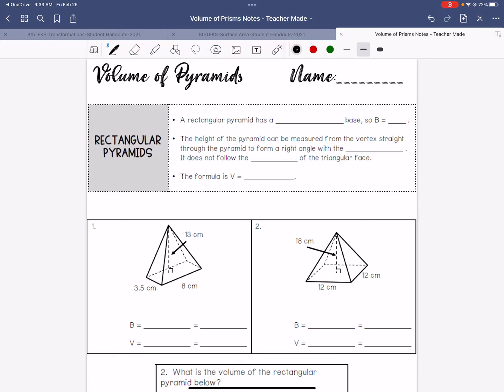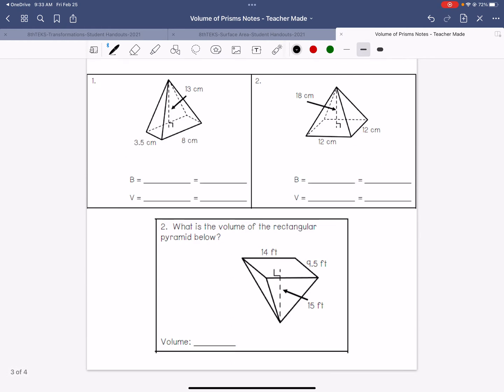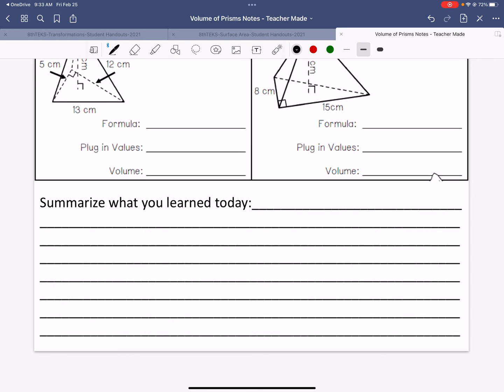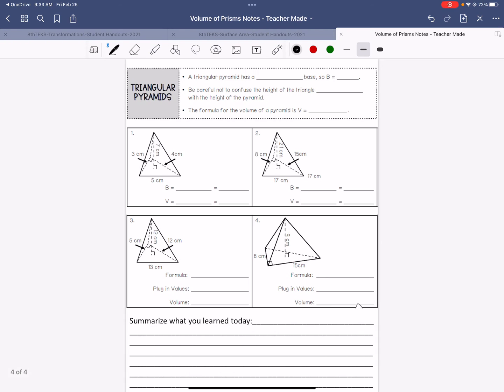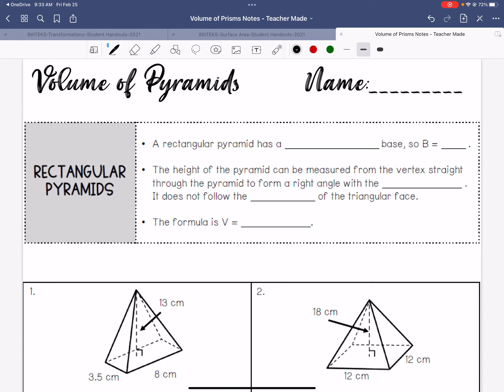Hello, once again. We are starting new learning this morning over volume of pyramids. So we are going to do both rectangular and triangular pyramids. You see that it's a little bit less than yesterday, so hopefully we will have time for you to be able to summarize what you learned at the end of the lesson. So that's what we're going to start on. We're going to start with rectangular pyramids.